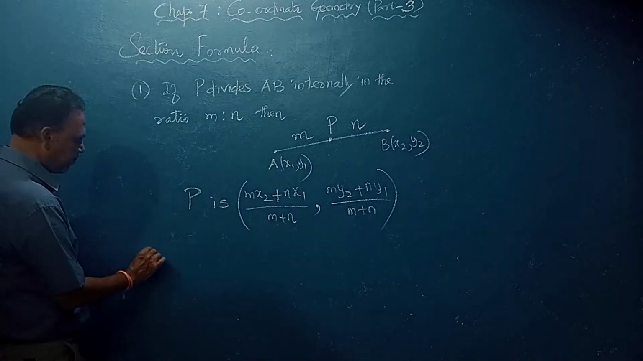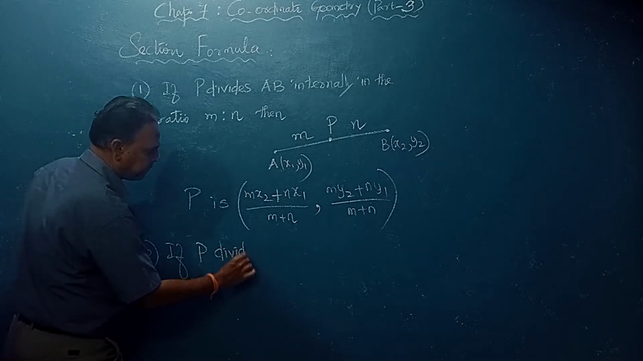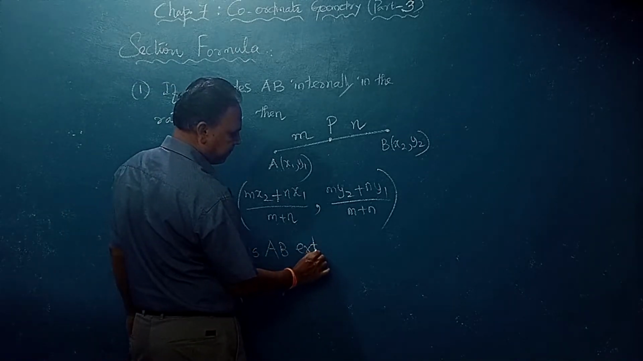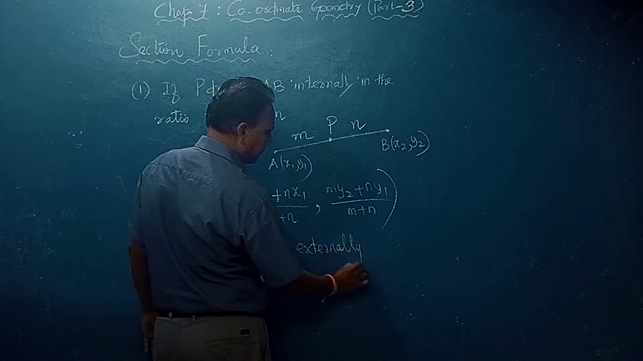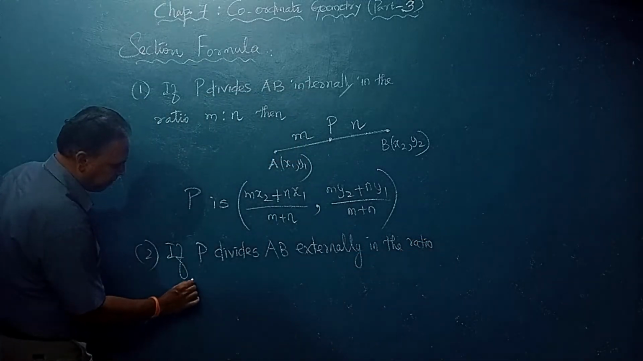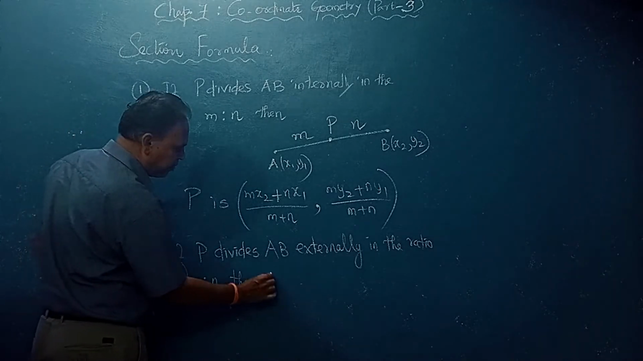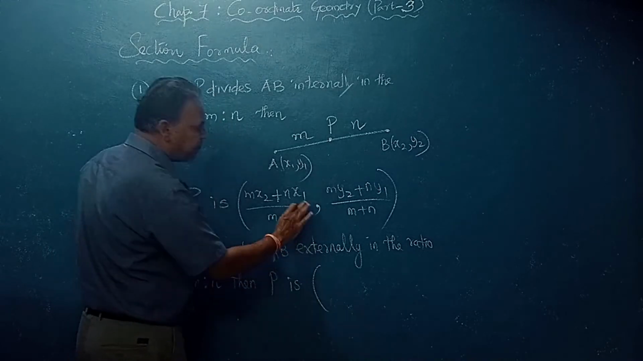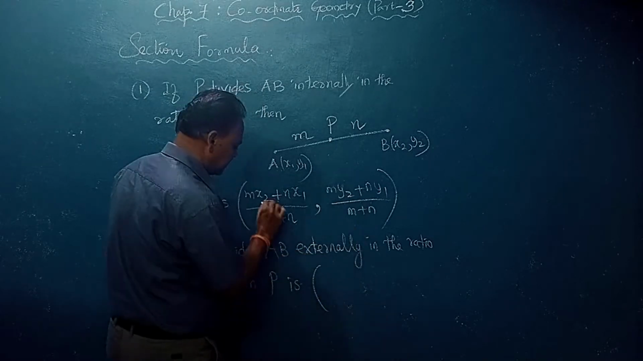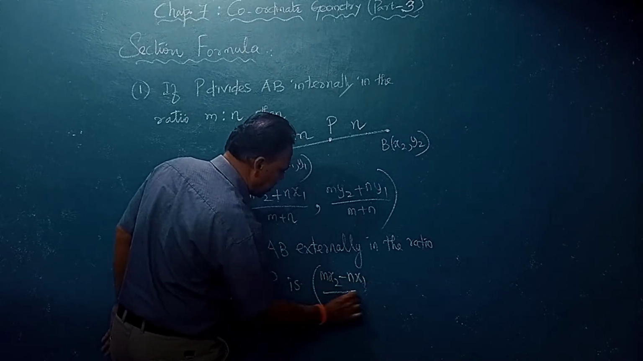Now the second formula: if P divides AB externally in the ratio, the same m is to n you take, then P is the same formula, but you have to change the sign. Wherever a plus sign is written, you write it as minus. So this is also an idea you have to remember.